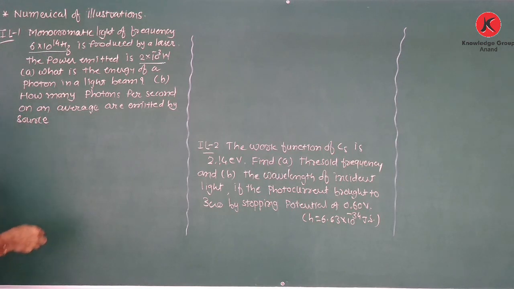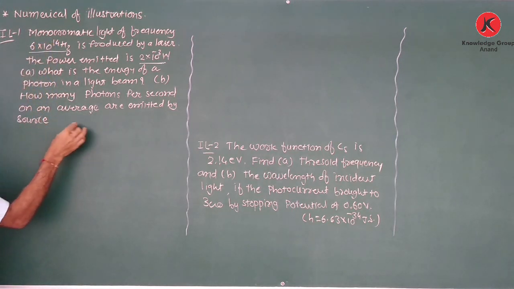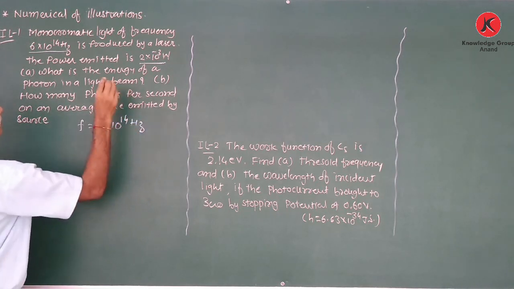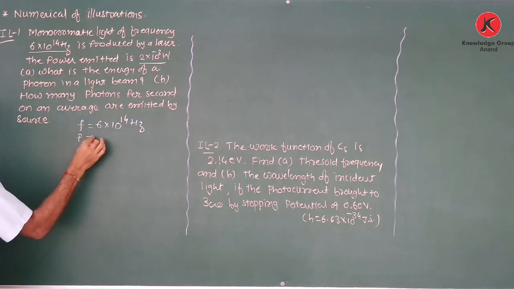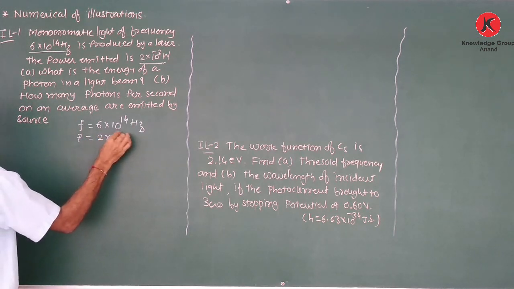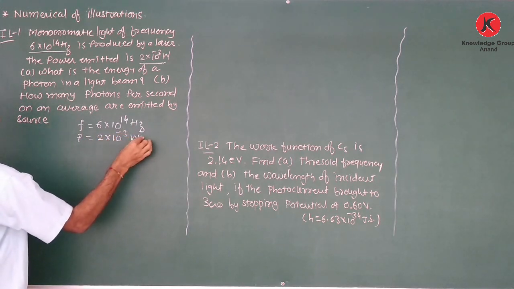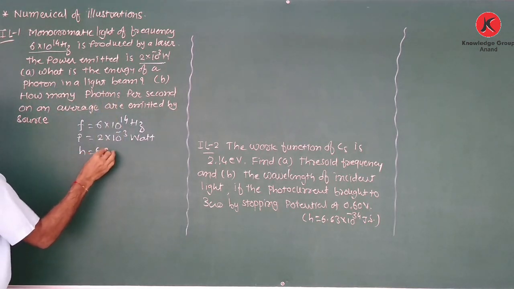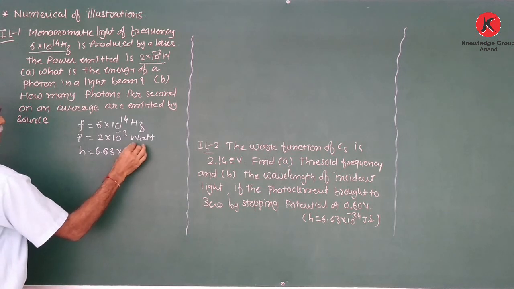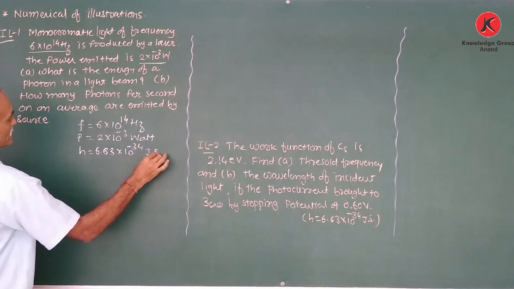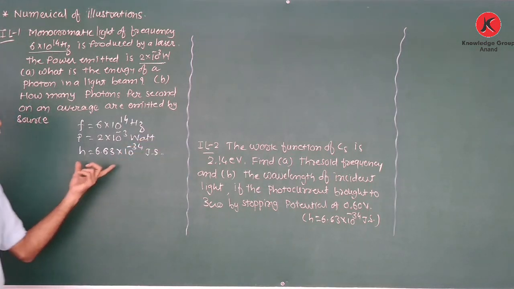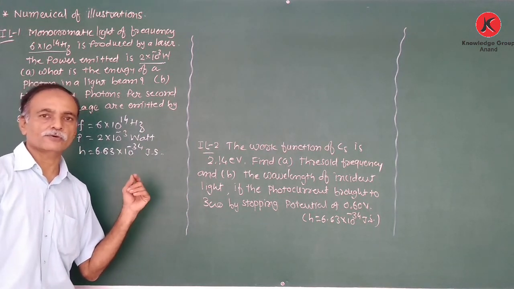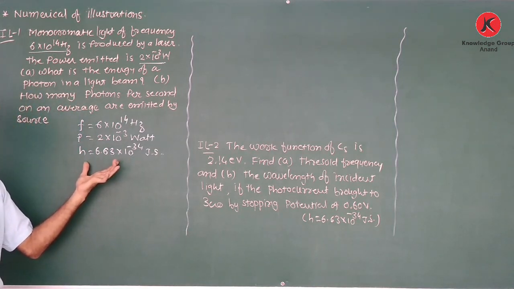For that purpose, first, what is given? Frequency f is given as 6 into 10 to the power 14 hertz, and the power emitted is given as 2 into 10 to the power minus 3 watt. Planck's constant h is equal to 6.63 into 10 to the power minus 34 joule second. Keep in mind the value of Planck's constant. Sometimes in the exam that is not given, so you have to keep in mind the value of Planck's constant.